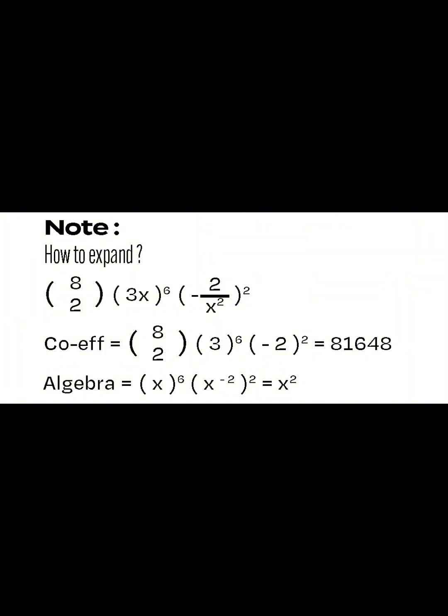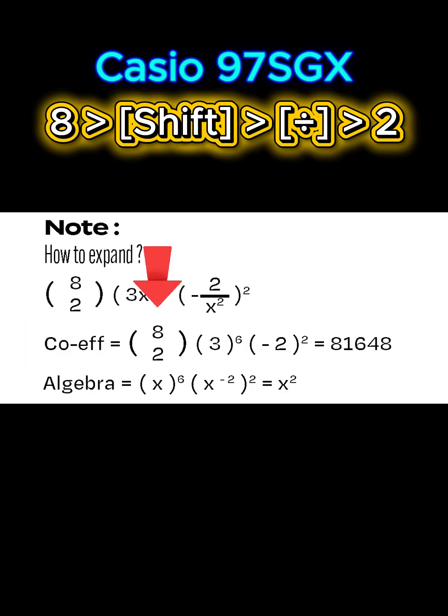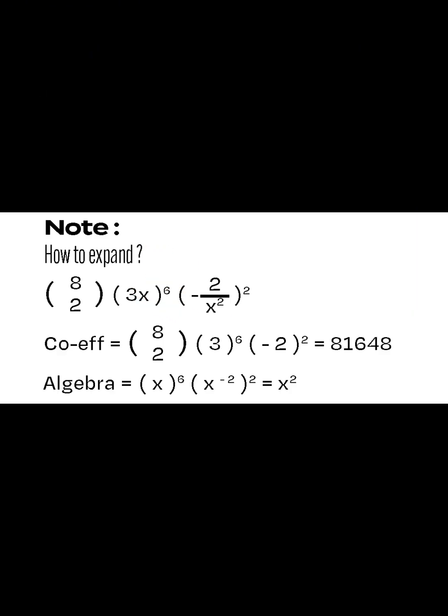So when we press the calculator, we're going to press only the coefficient components of the term. Okay, so what are the coefficient parts? 8 over 2 is a coefficient because we can press it into the calculator. So you press 8 in the calculator and then shift divide 2. That is if you're using the standard Casio 97 SG calculator. So you press 8, shift divide 2, then we multiply by 3 to the power of 6 and then multiply by negative 2 in a bracket squared. We enter all of this in one shot into the Casio calculator, and we are going to get a coefficient of 81648.